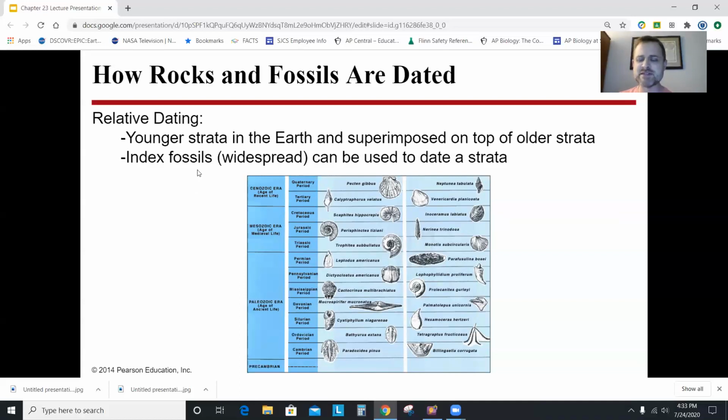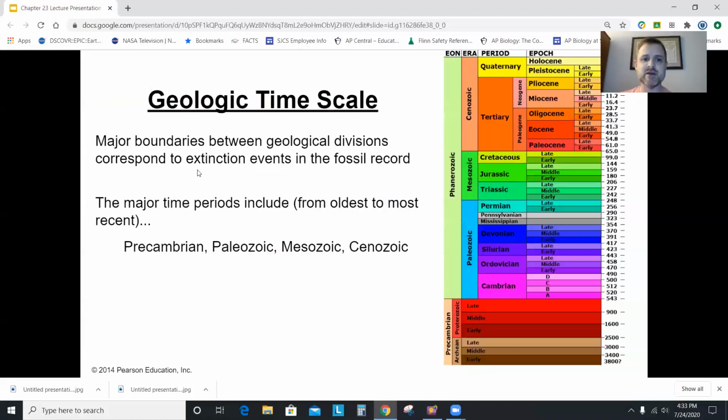Sometimes relative dating doesn't give you an exact date, but it can tell you like a younger than, older than type thing. Geologic time scale, this isn't something you need to know. It's just kind of interesting to talk about. Let me move my face real quick.